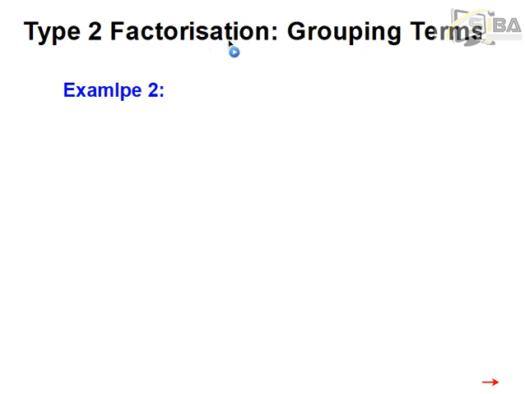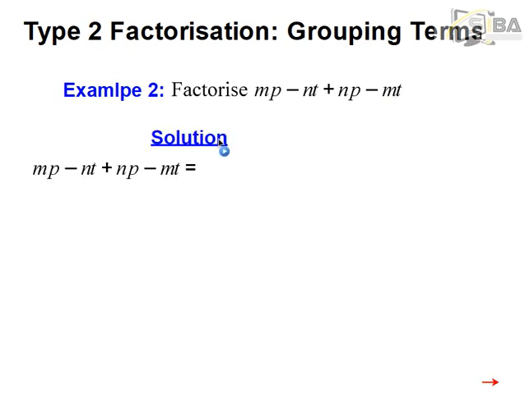We are looking at another example, example number 2. We have to factorize MP minus NT plus NP minus MT. So we look at the solution. MP, NT, no common factor. MP, NT, no common factor. So we have to rearrange or regroup.